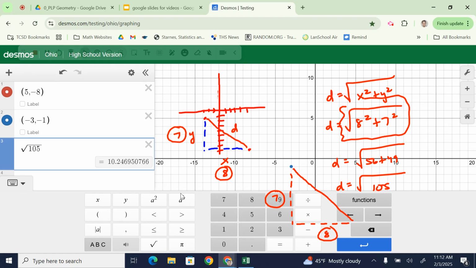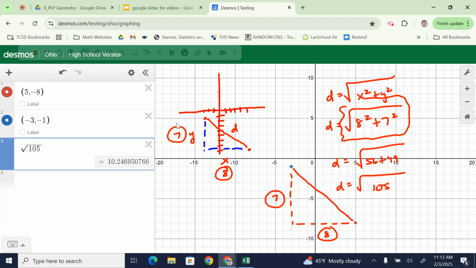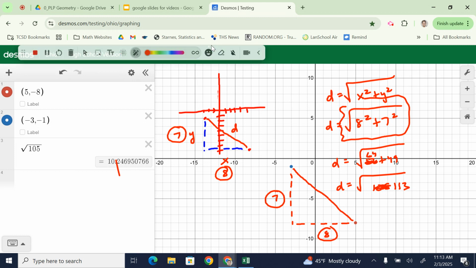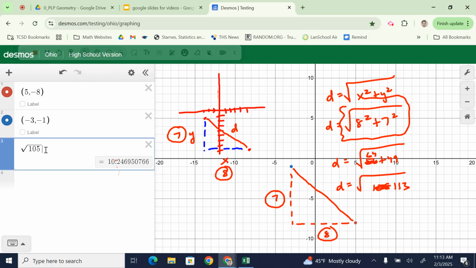Oh, I made a mistake. Time out. 8 squared is not 56. 8 squared is 64. So this is not 105, it's 113. I apologize. My bad. So please, hopefully you made that change with me, okay? I don't want you saying your math teacher can't do math, right? Mistakes happen. So back here, we can do the square root of 113.